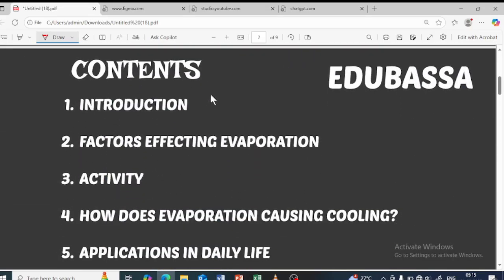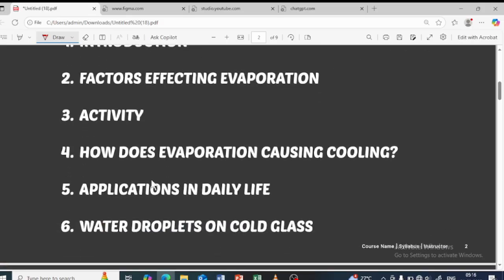So these are the content parts of today's video. We will be learning about the introduction of evaporation, factors affecting evaporation. We will also be learning about the activity related to this, how evaporation causes cooling, and the applications in daily life, including water droplets on the cold glass. So yes, let's get into the video.